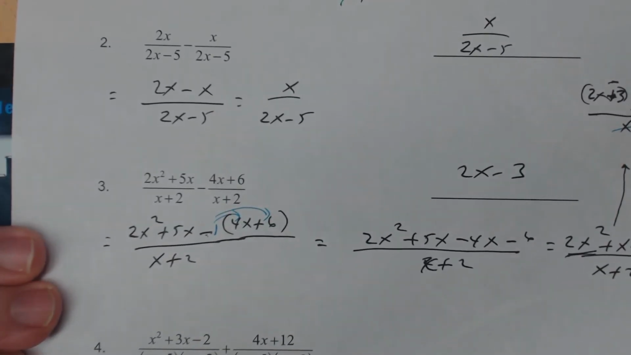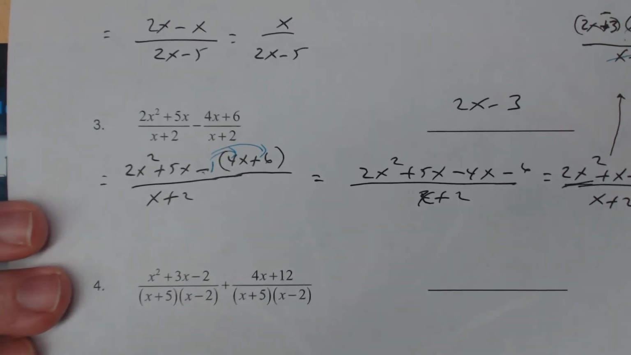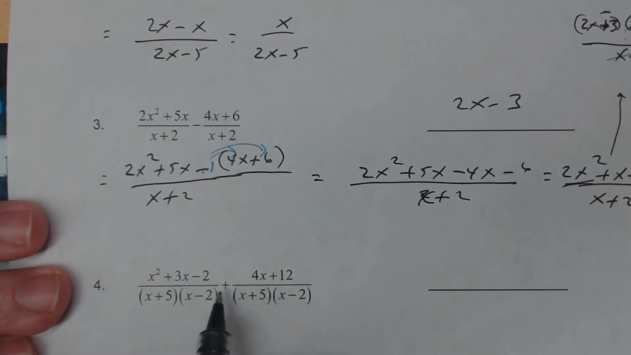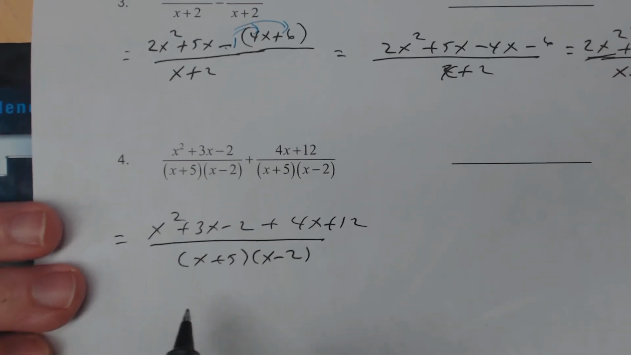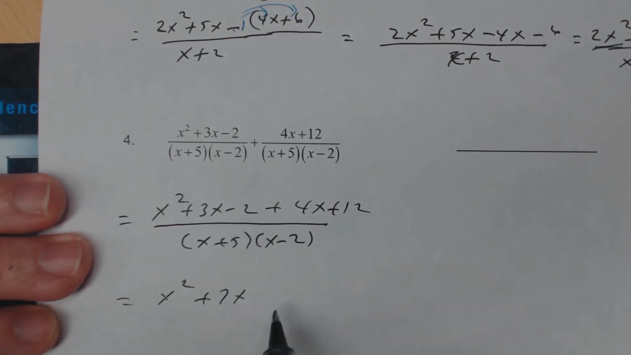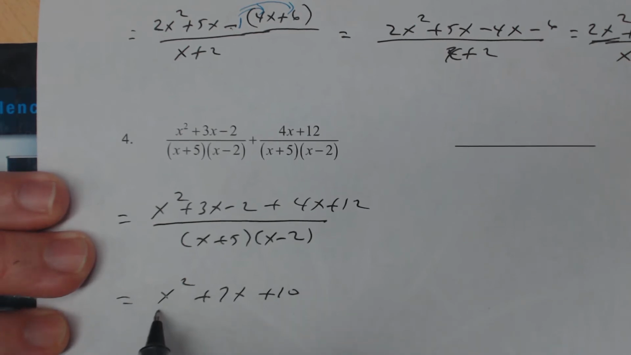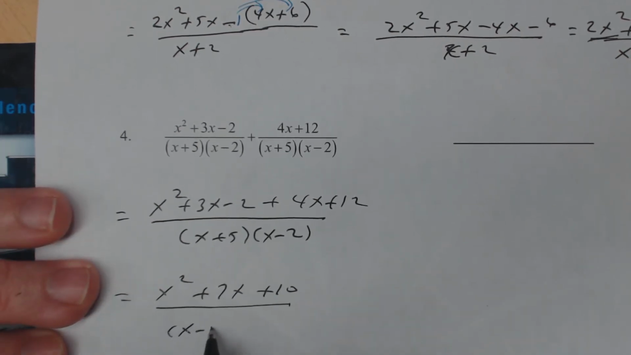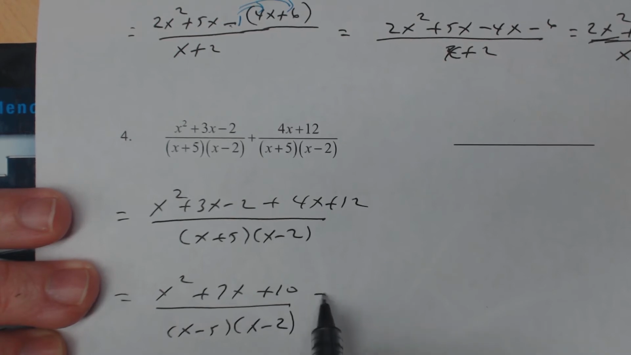Okay, over here, again, the denominators are the same. So I'm going to write this as one denominator. And you're adding, so that's the easy kind. So you're just going to say x squared plus 3x minus 2 plus this numerator, so plus 4x plus 12. Combine like terms, I'm going to get x squared. 3x plus 4x is 7x. A negative 2 plus 12 is a positive 10, divided by x minus 5 times x minus 2.